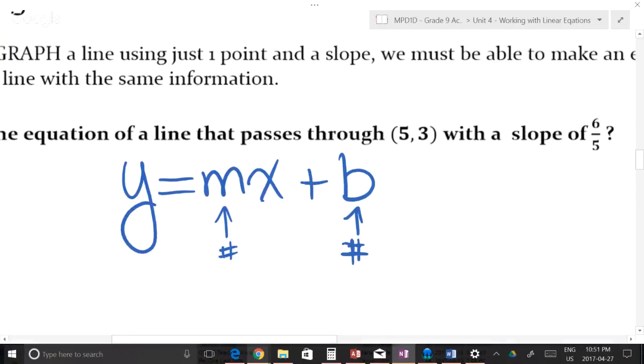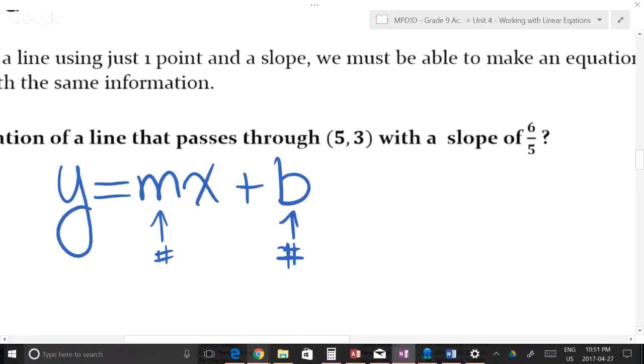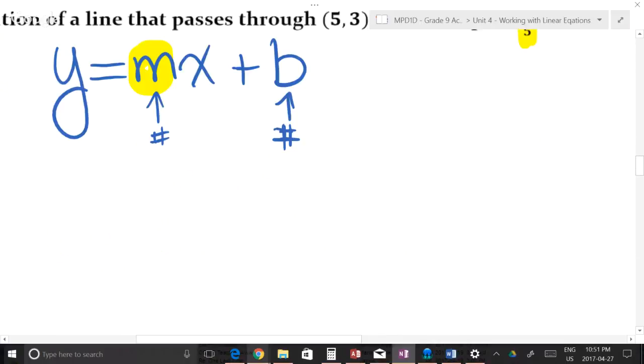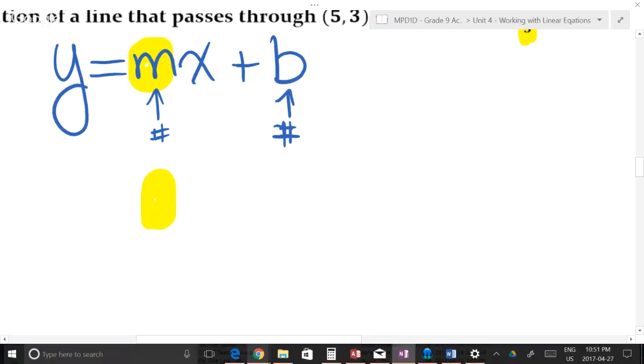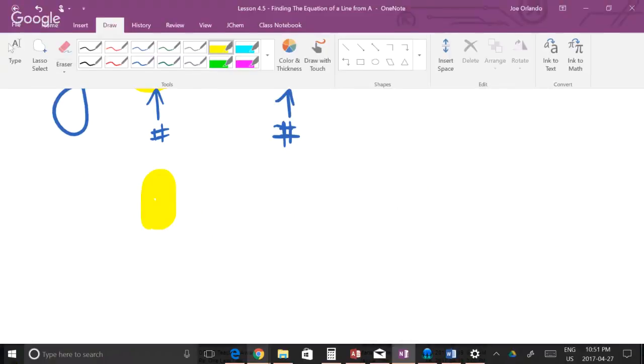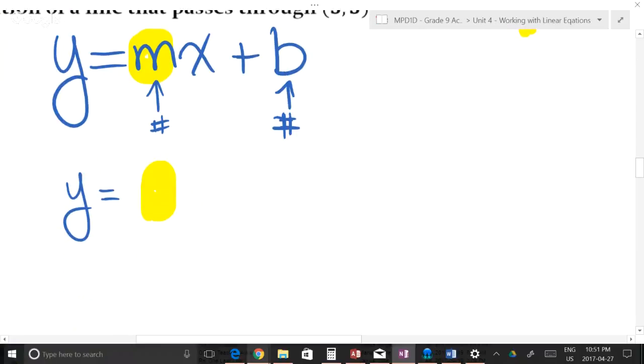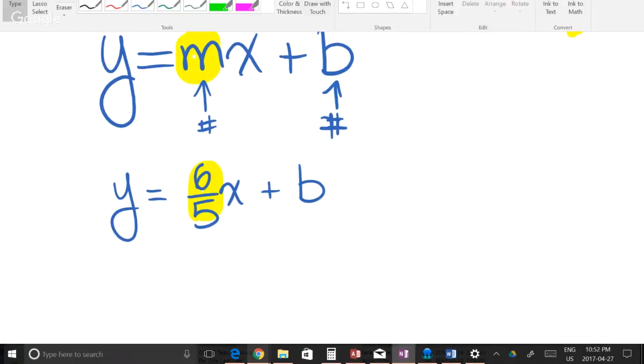So in this case, we know the slope. The slope is given to us. It's 6 over 5. The slope is equal to m. So we can go ahead and put that number into this equation. We can say, well, wait a minute. Our output y is equal to the slope, which is 6 over 5, times x plus some letter b. But before this can be an equation, we still need to find b.